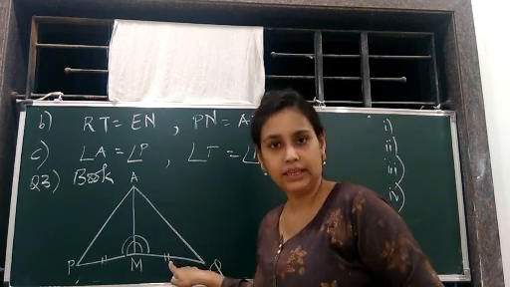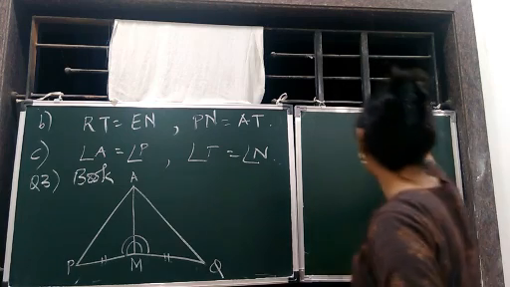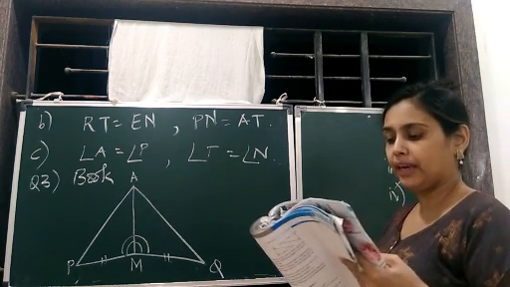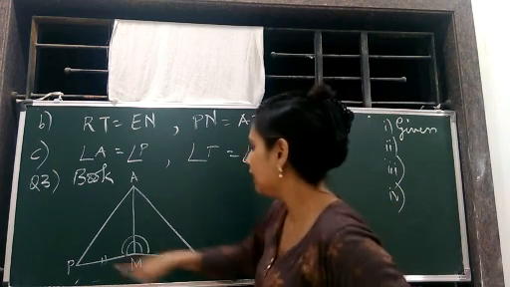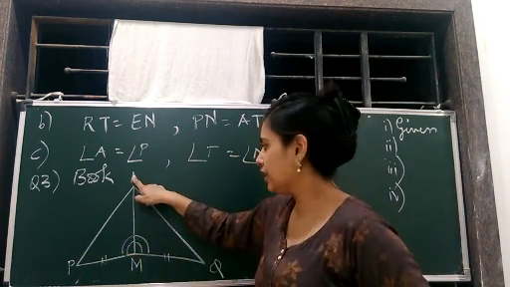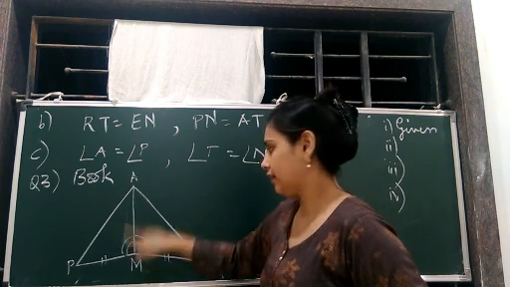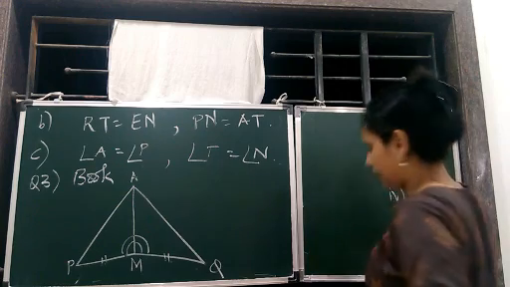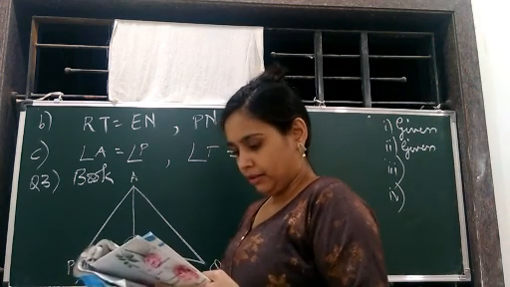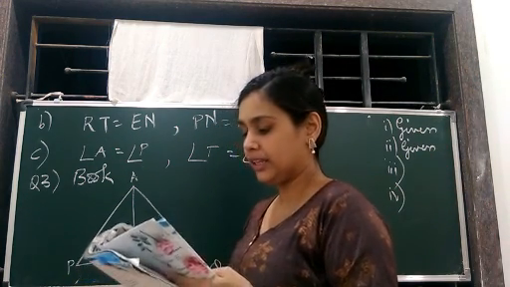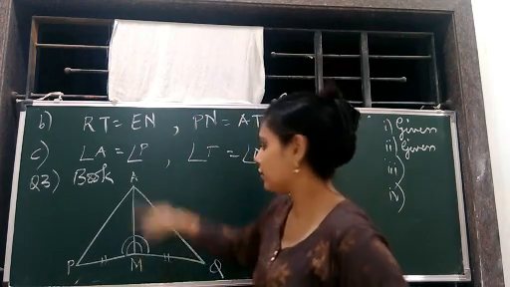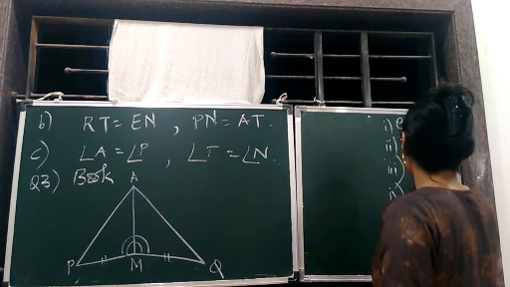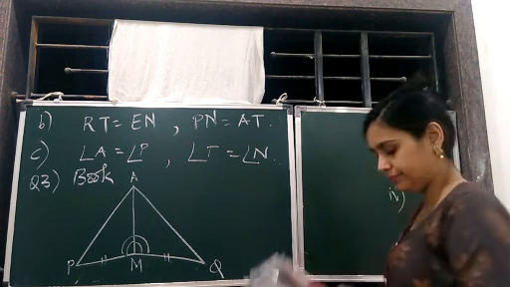It is given, right? These lines are marked, that means it is given. So what is the reason? The reason is given. Then angle PMA is equal to angle QMA. Again it is given, right? So it is given. Then AM is equal to AM. What should be the reason? It is common. Same here. So it is common.